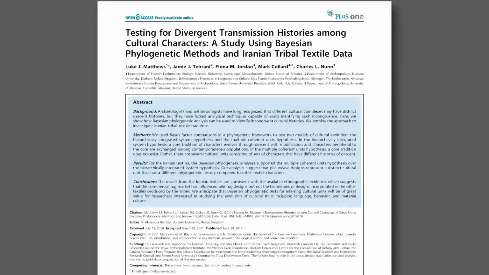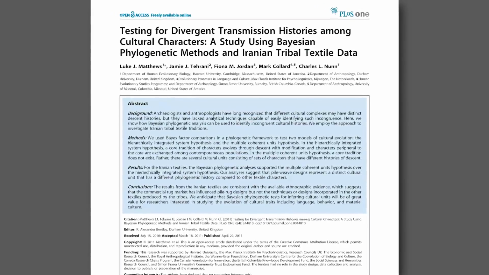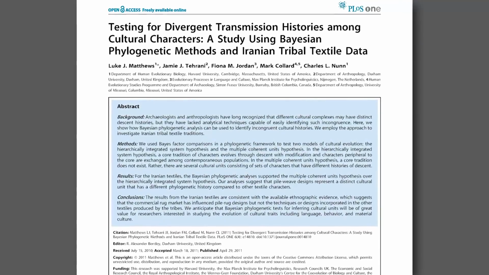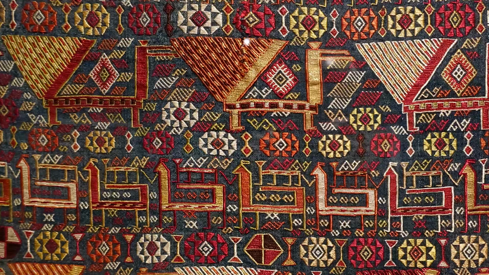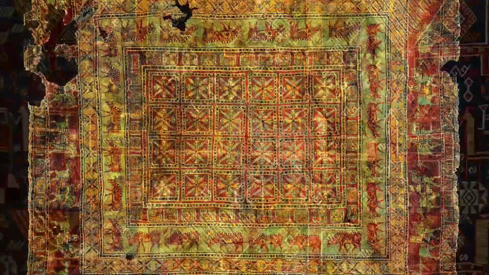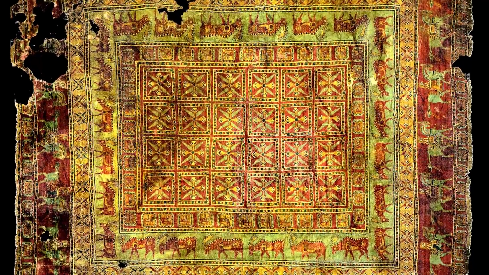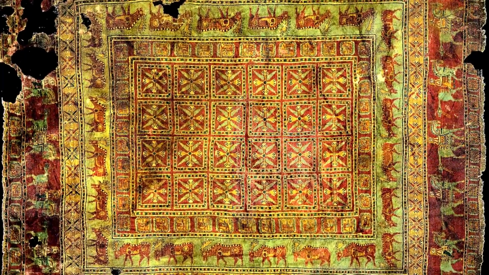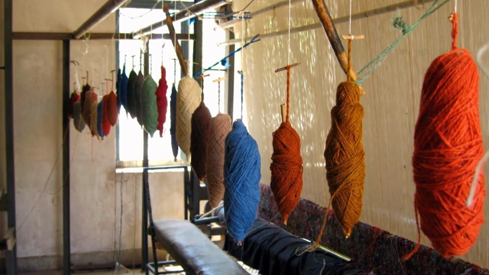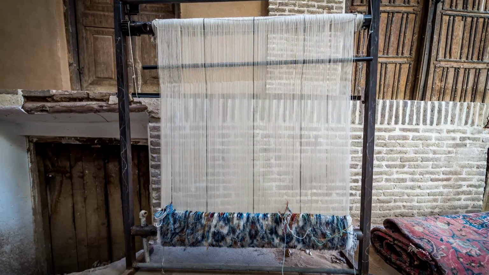So a nice example of this kind of analysis is a study done by Luke Matthews and colleagues. They were using slightly different methods of constructing phylogenies than Quentin Atkinson and Russell Gray used, but it's the same basic principle. They were using these techniques to look at Iranian textiles. So there's debate in the field of Iranian textile studies about where these tribal patterns come from. So there's a model where there was one core tradition, and then all of the variation we see today is a result of descent and variation from that core tradition. And another model where it's really independent centers were developing their own models, and these blended together in various ways.